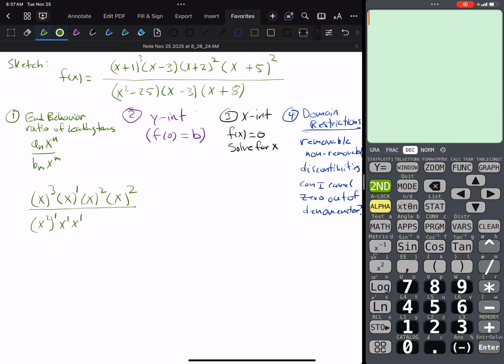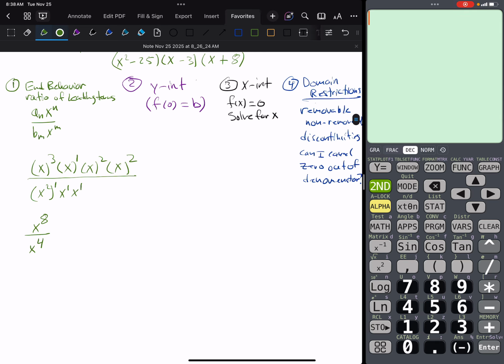All right, so what's that going to leave me with? When I multiply exponentials of the same base together, I add the exponents, right? And so I'm going to have 3 plus 1 is 4, 2 plus 2 is 4, so I'm going to have x to the 8 in the numerator. X to the 8, and then that'll be divided by x squared plus 1 is 3 plus 1 is 4. So I got x to the 8 over x to the 4. Power in the numerator is greater than the power in the denominator.